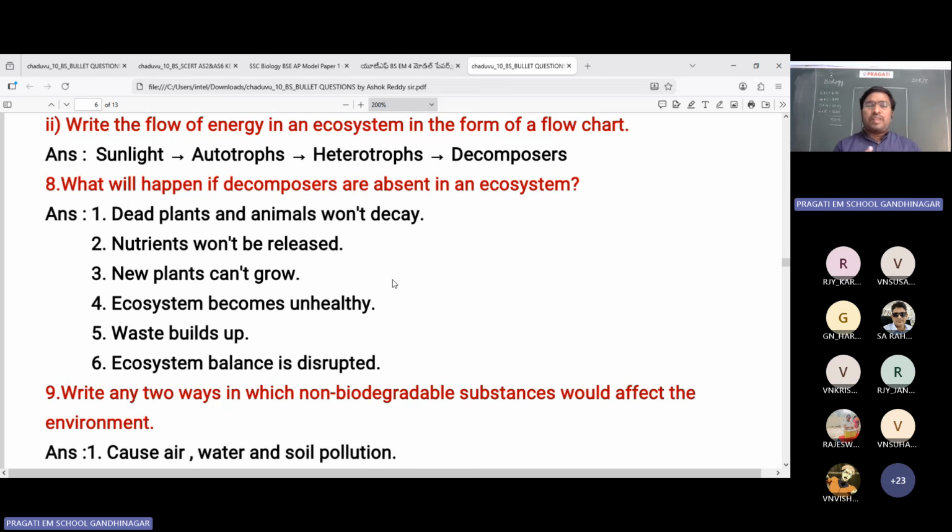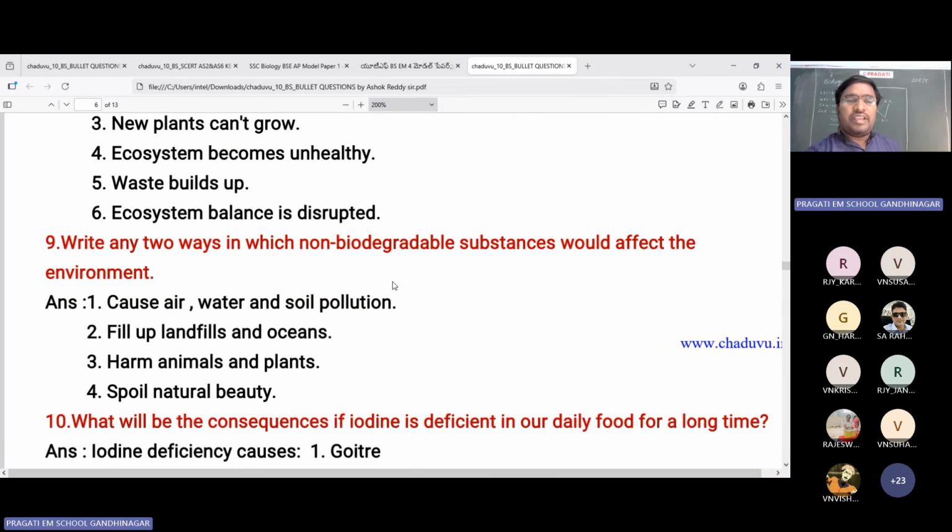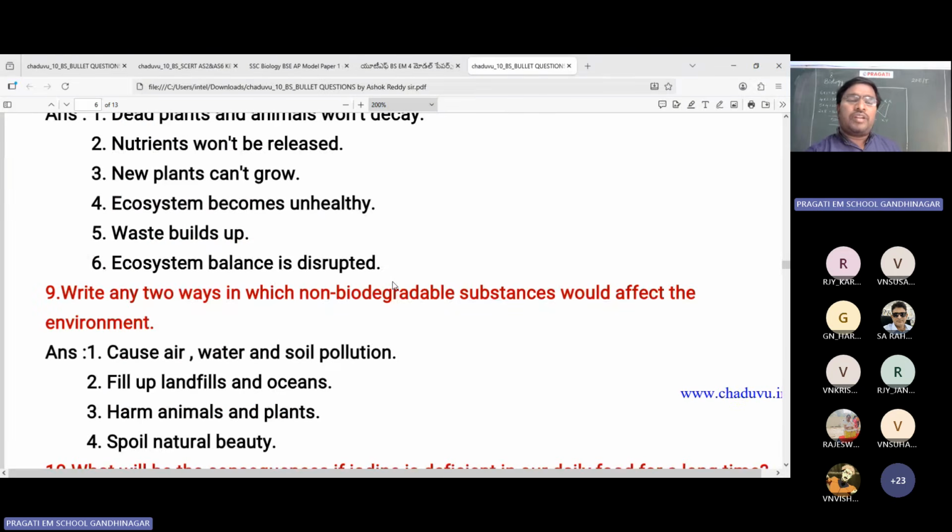The dead plants and animals won't decay, the nutrients won't be released, and new plants can't grow. The ecosystem becomes unhealthy, waste builds up, and the ecosystem balance is disturbed. Okay, children, so these are the 6 important points. Please read these 6 points, children. Try to add 2 more points here.